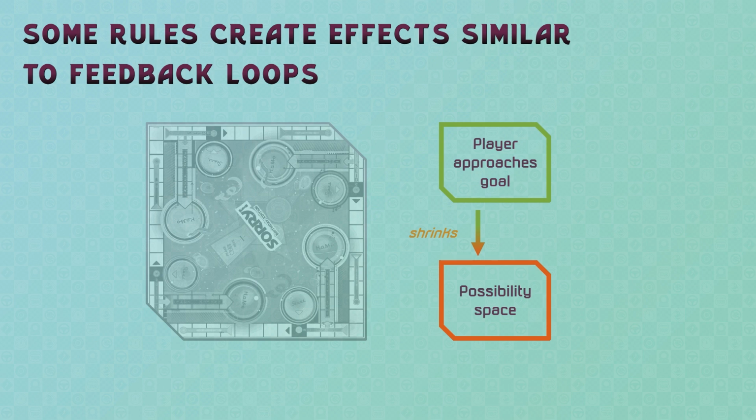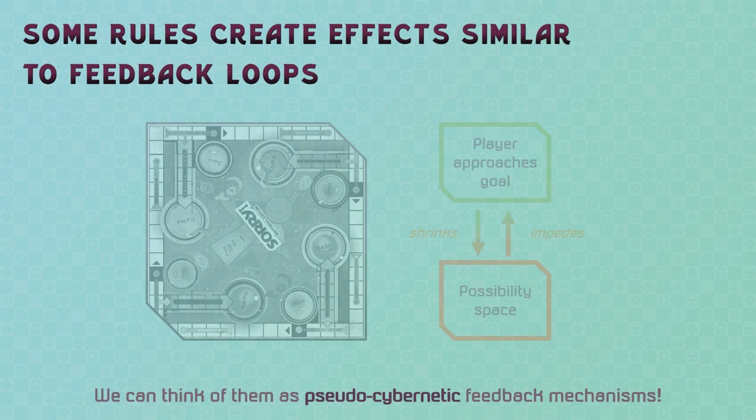Whereas before it didn't really matter how many tiles we could move, suddenly we're looking for a specific number to finish the game. And that shrinking possibility space obviously impedes the player approaching their goal and gives other players the chance to catch up. So as we can see here, a single rule, the rule that you have to land on an exact spot to finish the game, creates an effect that is very similar to a negative feedback loop. Even though there is no feedback loop with all the different elements like a measuring function, a controller, and a game mechanical bias. So a rule that doesn't match the definition of a cybernetic feedback loop creates similar balancing or reinforcing effects, and we could think of them as pseudo-cybernetic feedback mechanisms.